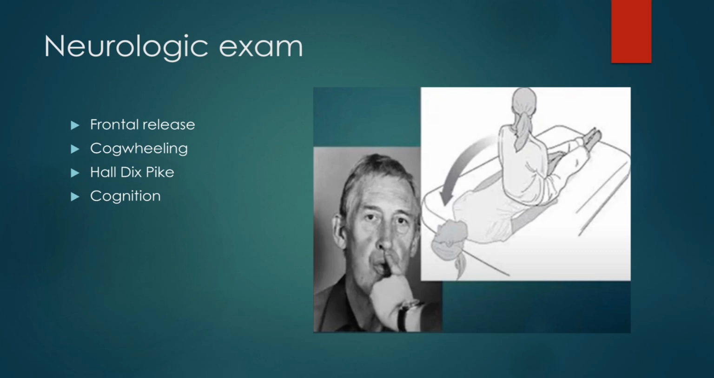Check for cogwheeling in both arms. Sometimes you have asymmetric cogwheeling due to an ipsilateral stroke. For people who complain of dizziness or lightheadedness, do the Dix-Hallpike maneuver, which is represented in the right cartoon on the slide. Part of the neurologic exam is to examine cognition in various domains, with the main representation of memory loss being loss of executive function.